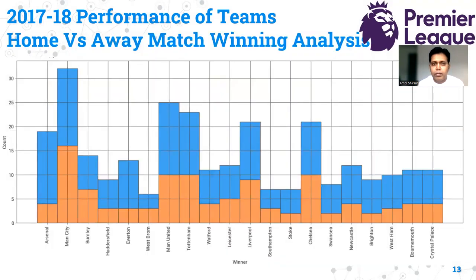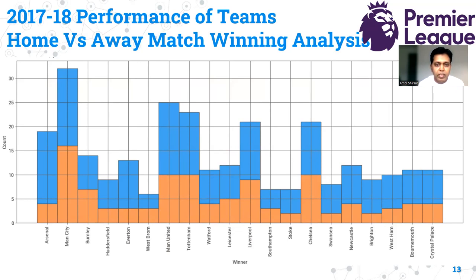We have also plotted the home team versus away team match analysis team-wise. So we can see that for Arsenal, the blue color is for the home team, while the red color is for the away team. Arsenal has more wins at home as compared to away.